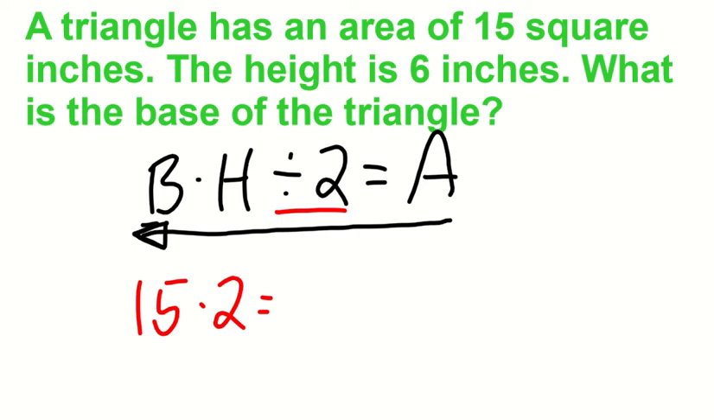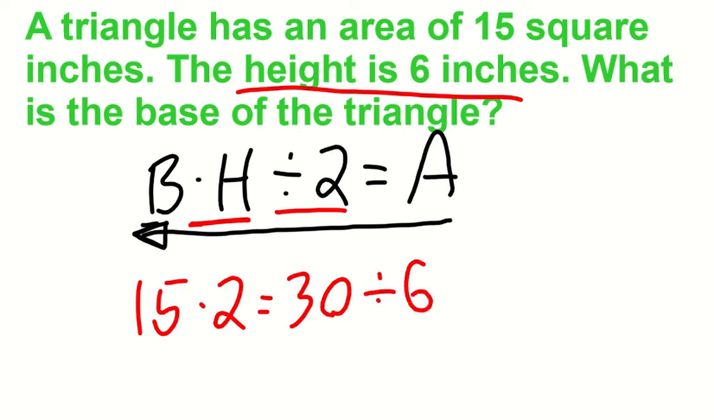I'm going to put an equal sign each time just so we can see the steps. So 15 times 2 gives us 30. Height is 6 inches. It was times the height, so what's the opposite? Dividing. So we're going to divide by the height. We divide by 6, and that gives us 5. That's the base. And it's pretty easy to check. You have the height, so once you find your base, see if it gives you that area. 5 times 6 divided by 2 is 15. Okay? Any questions on that?